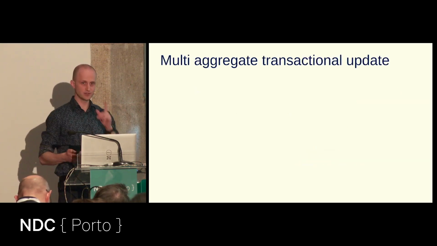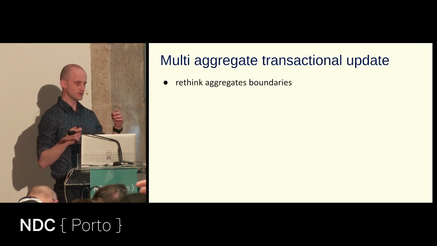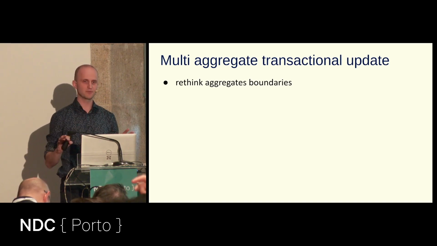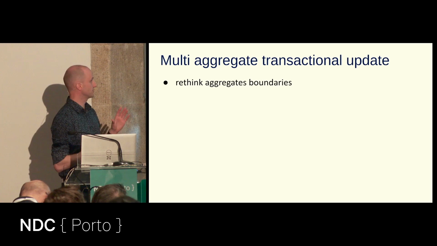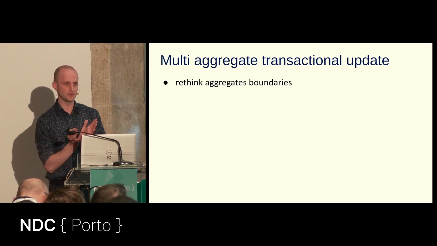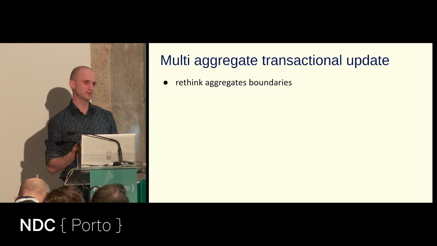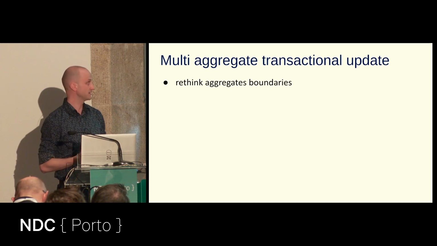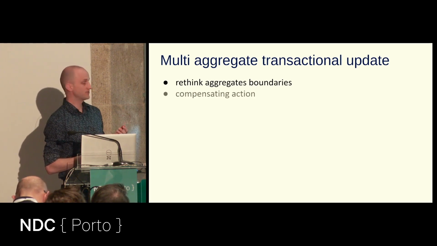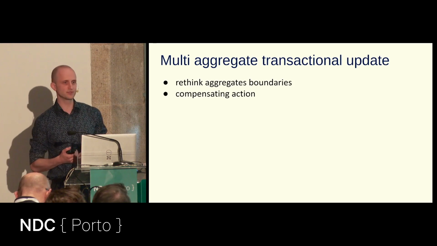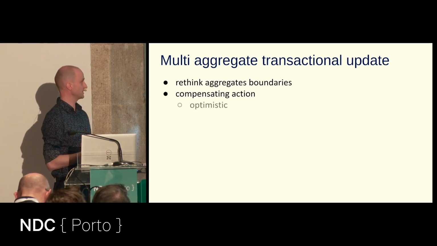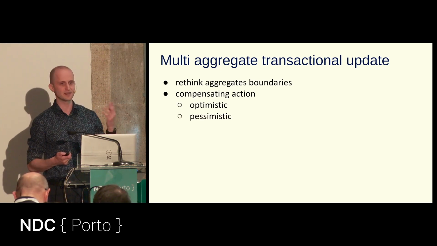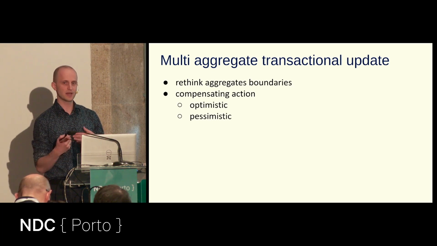Multi-aggregate transactional update, the second unicorn. So if you need to handle a use case where you need to update two aggregates at the same time, it's time for a pause. Start with rethinking your aggregate boundaries. Maybe your aggregates are too thin, and if you combine them together, you will eliminate this problem very easily. Sometimes your aggregate boundaries are fine, and you still need to handle this. And forget about transaction. The only way to do this right is compensating action. And compensating action can be optimistic or pessimistic. Though these are not official names, I just made them up to explain how you can approach this problem.